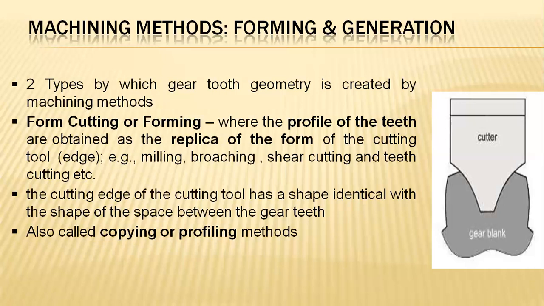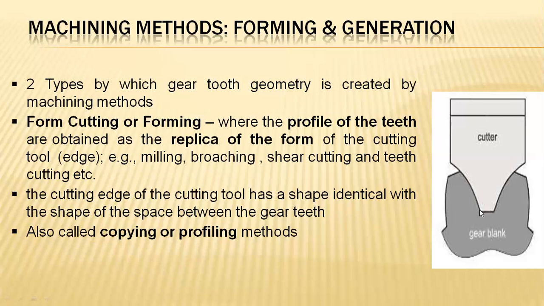Basically, the cutting edge of the tool has a shape that is identical with the shape of the space between the gear teeth. As the mating clearly specifies, the concave nature depends directly on getting the convex shapes over the objects, and the particular depth of the objects up to the gear profile is to be maintained.